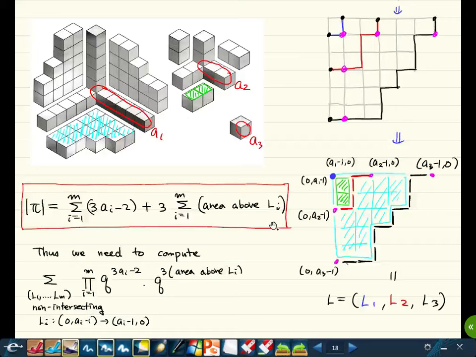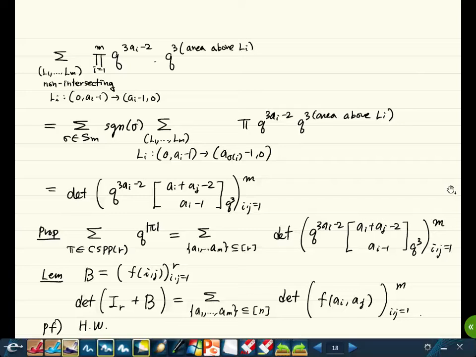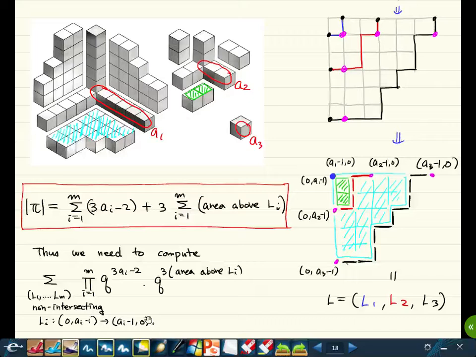Okay? So we need to compute this: all non-intersecting lattice paths from the given starting and ending points, and we compute this for this. All right? Now, how can you do that? Any question? Okay, we are almost there. Yeah, let me finish this, using this again.